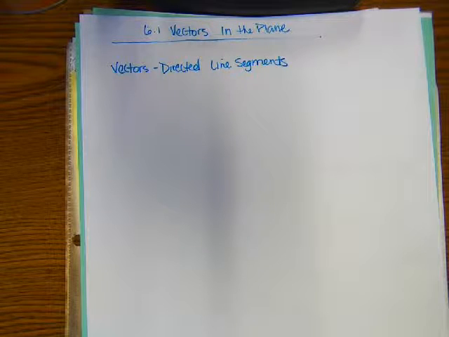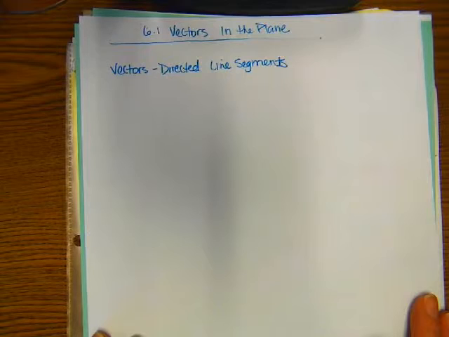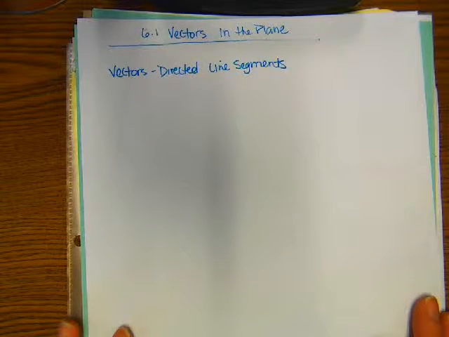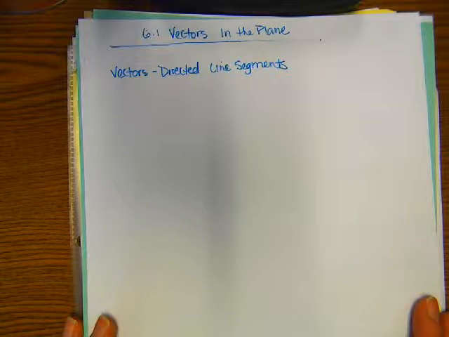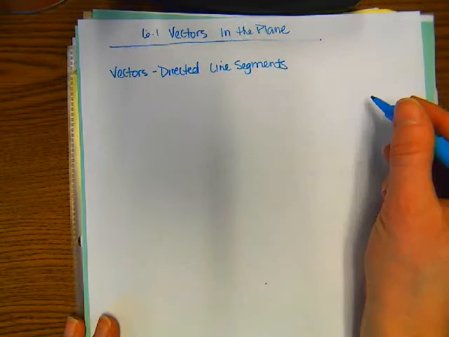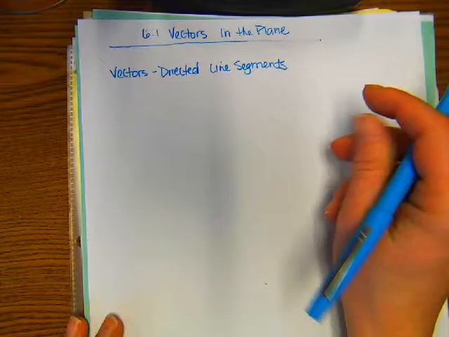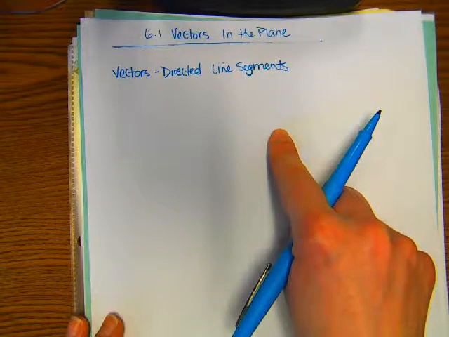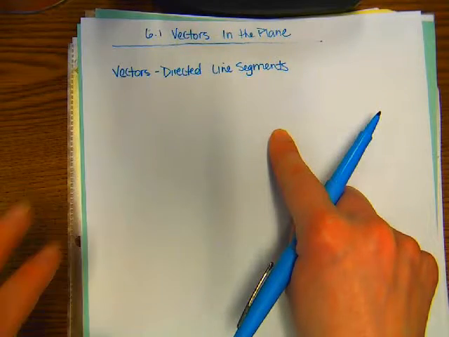Nice and slow. A vector looks kind of like a ray from geometry, but it's not, because a ray starts and then goes in a direction forever. With a vector, that arrow just tells us what angle the direction is going at, but it actually does stop.